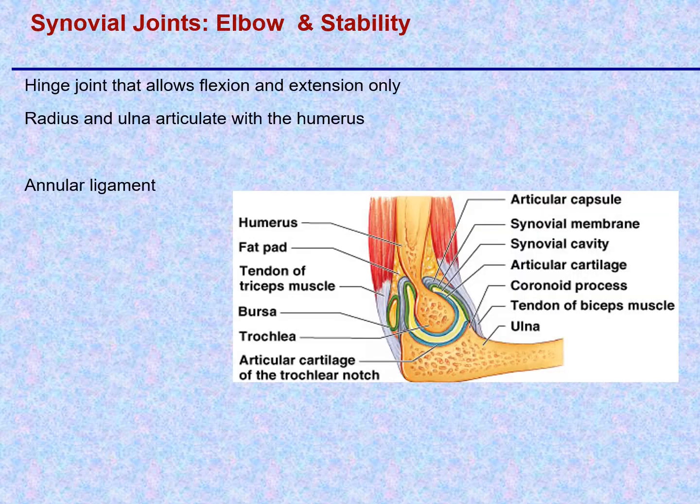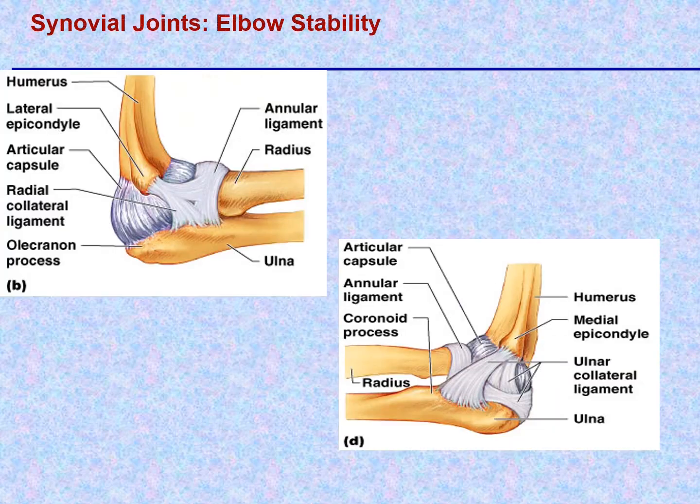Here you have a bursa at the tendon, at the elbow. It can also suffer from bursitis here commonly. Shoulder bursitis is quite a common occurrence. Here are some of the ligaments.